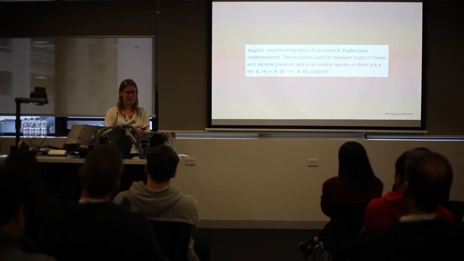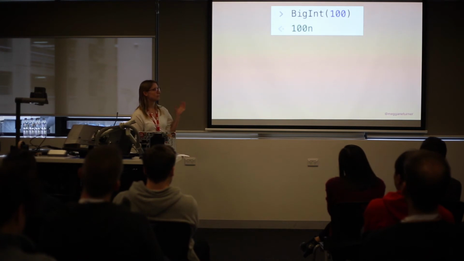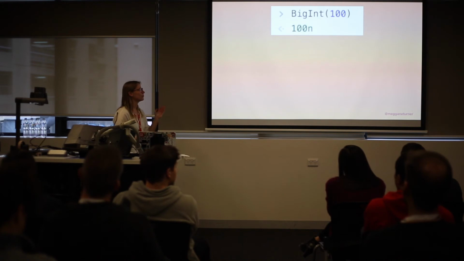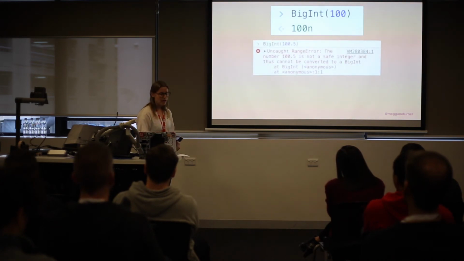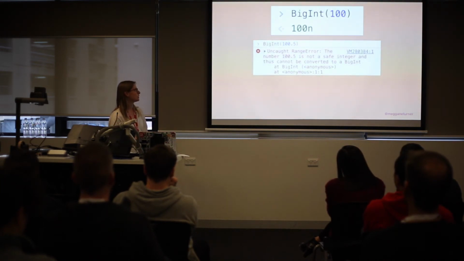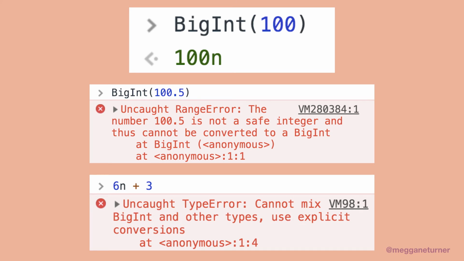So let's take a closer look at that implementation of BigInt. We can pass in a number to BigInt, and it will return a new type. If we give it 100, it'll return 100n, which basically just denotes that it is a big integer. We can't pass it decimal places. It'll give us an error, because it's not a safe integer. And we also cannot do arithmetic with a BigInt and a regular number. They both have to be BigInts.